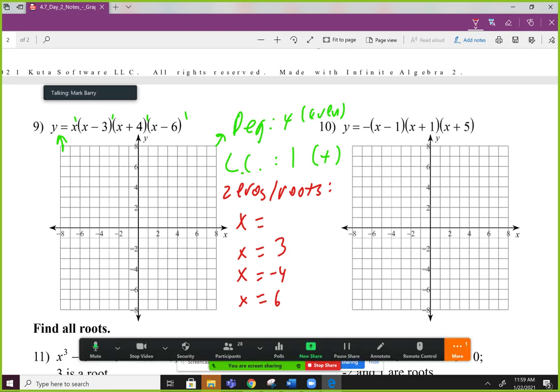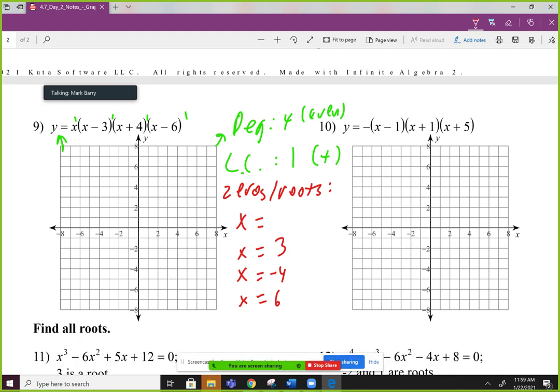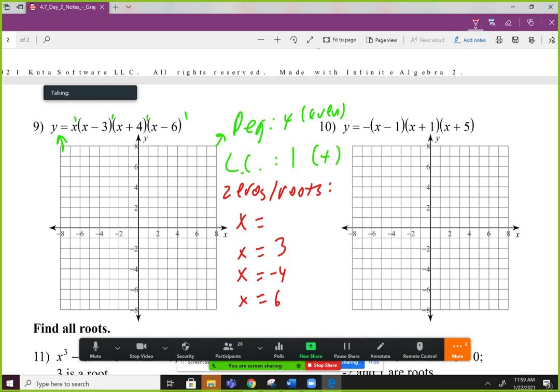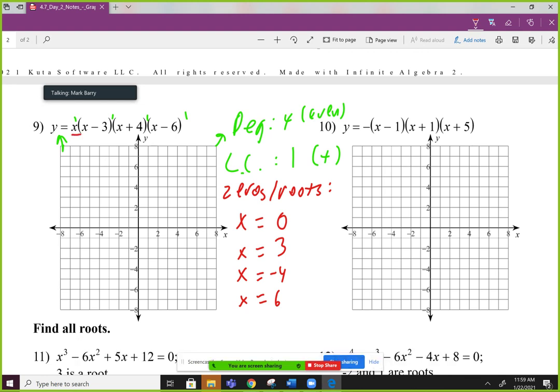Nope, it's not 1. That's a good guess, but it's not, although you're close. Nope, not negative 1. Just as close there. Somewhere in between negative 1 and positive 1. 0. Yes, anytime you have this x out front, that means that x equals 0, okay?